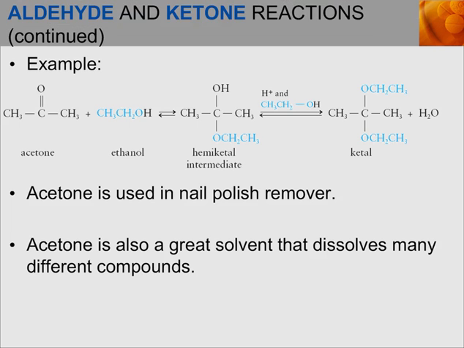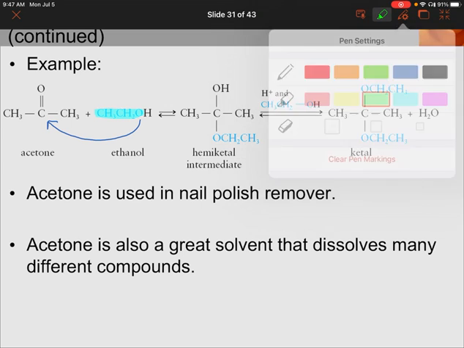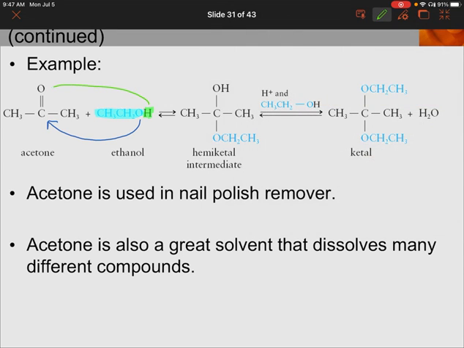All right. So if we look at an actual example, acetone, which is found in nail polish remover and is also a really great solvent that dissolves a lot of different molecules. If this reacts with an alcohol like ethanol, again, that OR group, the OCH2CH3 group, will bond to the carbon, and the hydrogen will bond to the oxygen. So then we get that OR group on the bottom, the OH group on the top, and that is our hemiketal intermediate. And again, the middle is just staying the same, so we've got those two alkyl groups.